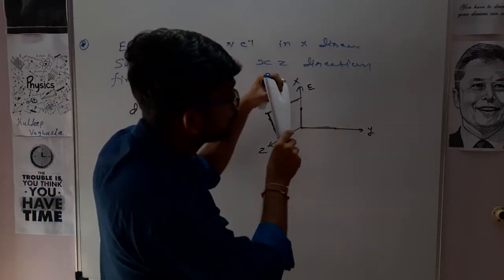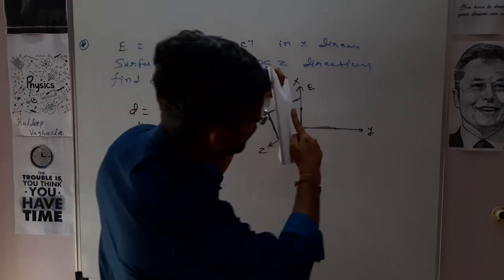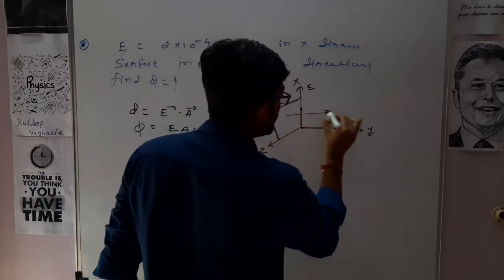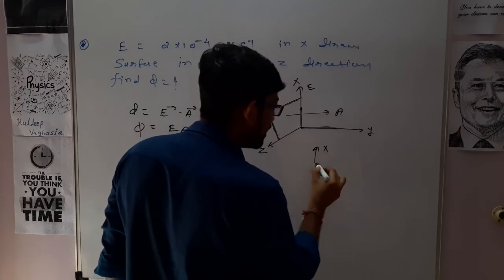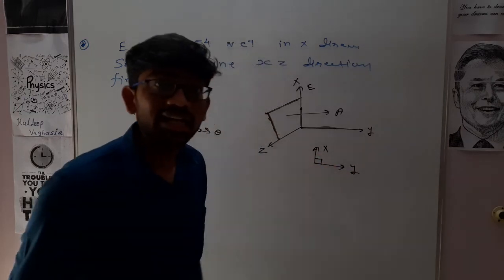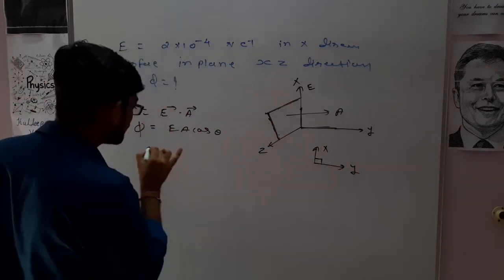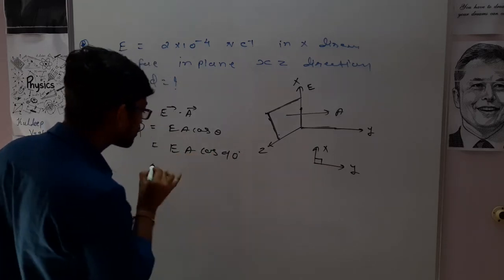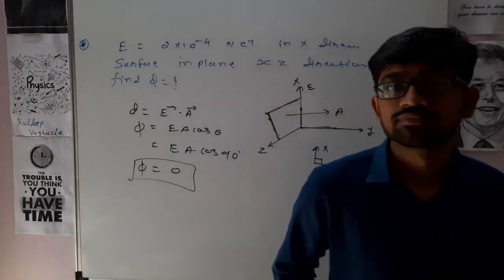So the plane is here, so what direction is its area vector? Perpendicular and outward direction. So this is the area vector. Electric field is in x direction, area vector in y direction, so the angle between the two is 90 degrees. Then EA cos 90 means flux is 0, you never get the flux.